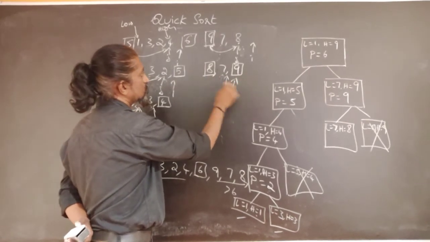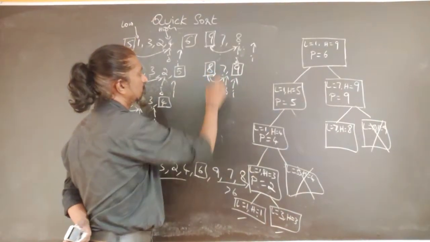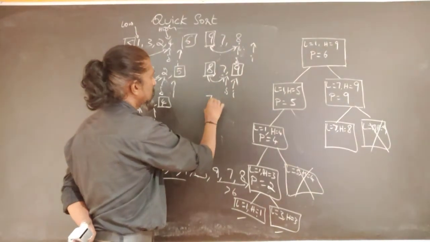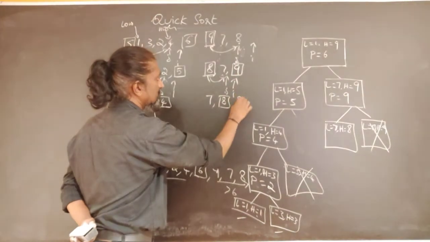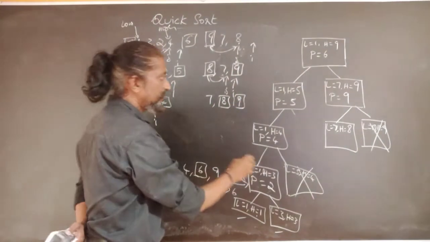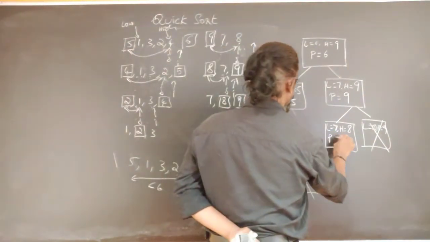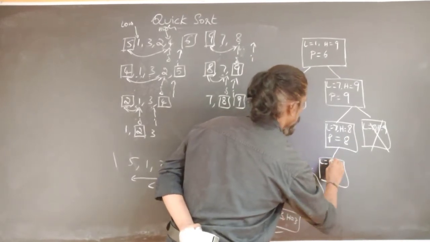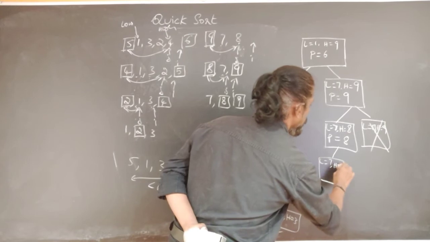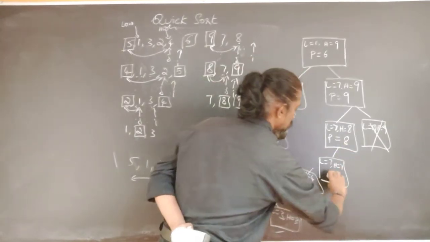i and j have crossed over, swap a of i and a of j and pivot. 7, 8 and 9 is there anyways here. Okay, sorted. So this has given the partition at 8. Left side we have low at 7, high is also at 7. Okay, so this is sorted.